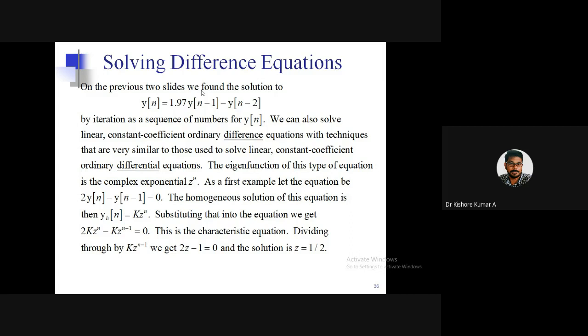And we need to find the eigenfunction of this type of equation, right? We have to take the homogeneous solution of this equation. After taking the homogeneous solution, we substitute the value into the equation, then we get the final characteristic equation. After getting the characteristic equation, we can divide by the constants, z to the power minus 1. Similarly, you will get the corresponding particular solution as z is equal to 1 by 2. In this manner you can solve the difference equations.